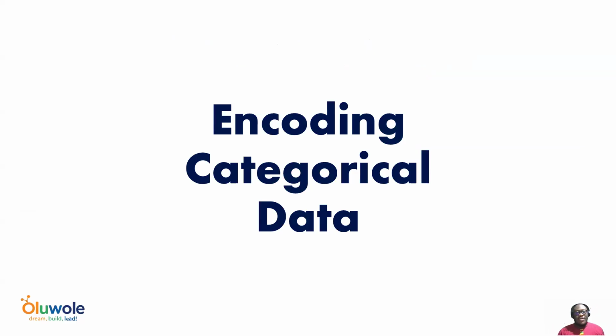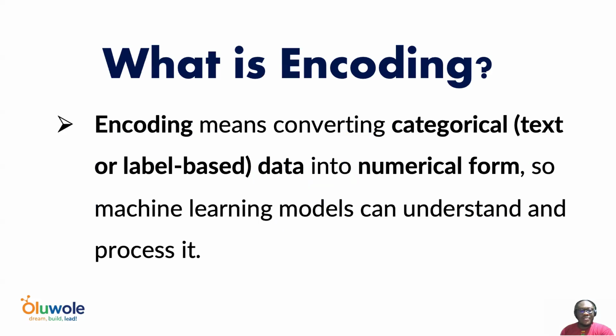I told us the computer system only understands numbers, numerical values, especially when you want to prepare your data set to be ready for a classification task or prediction task or whatever task you are trying to carry out. So we need to encode your categorical data. All right. So what is encoding? Encoding means converting categorical, that is text or label-based data, into numerical form, so that your machine learning models can understand and process it. It's as simple as that. That's what we are doing.